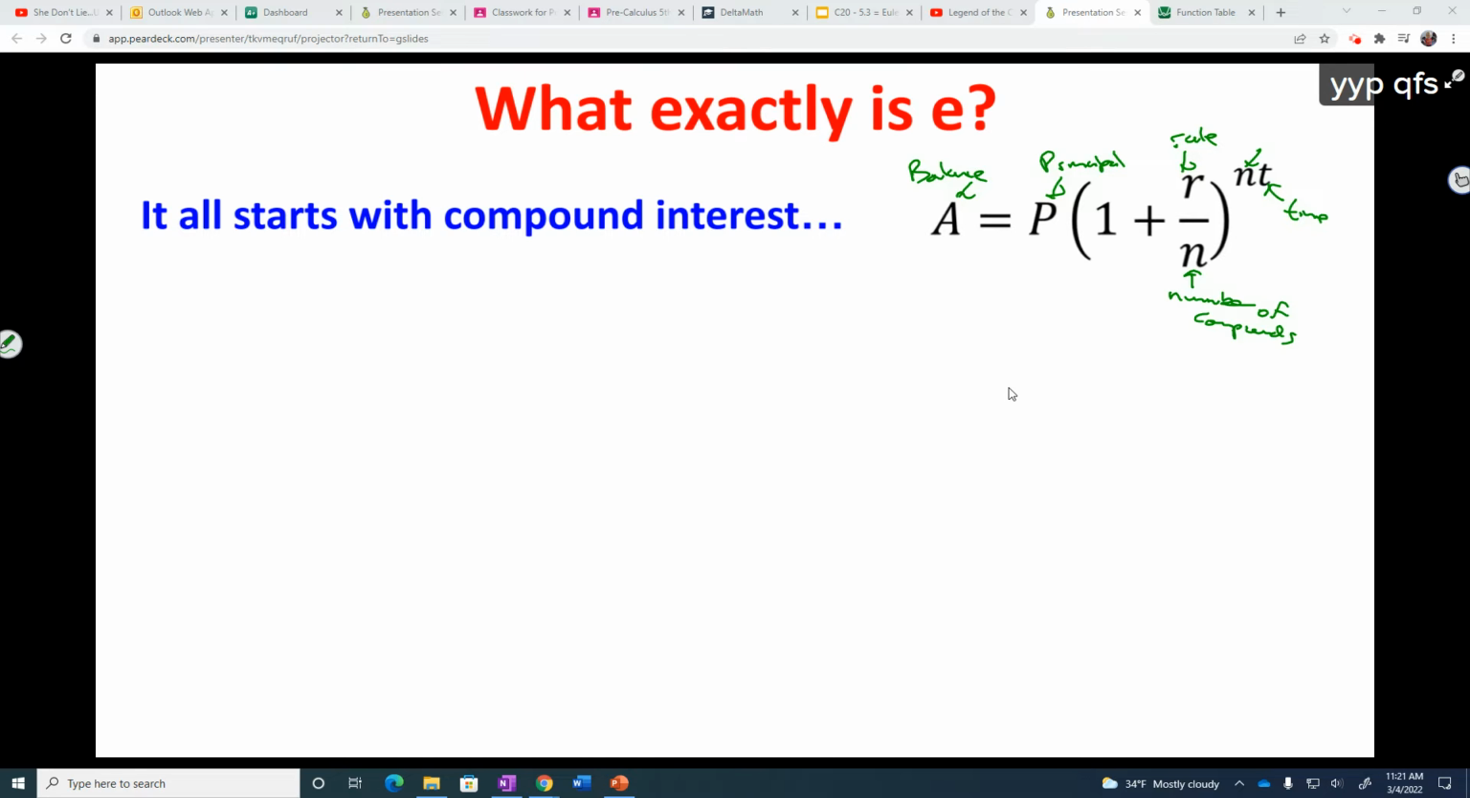Okay. So we're going to start with this scenario. Now let's say you put $1 into the bank account. The principal is $1, right? And your interest rate, you're going to get a really good interest rate. They're going to give you 100% interest.